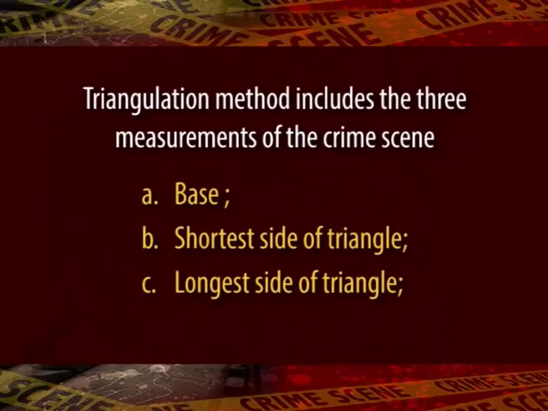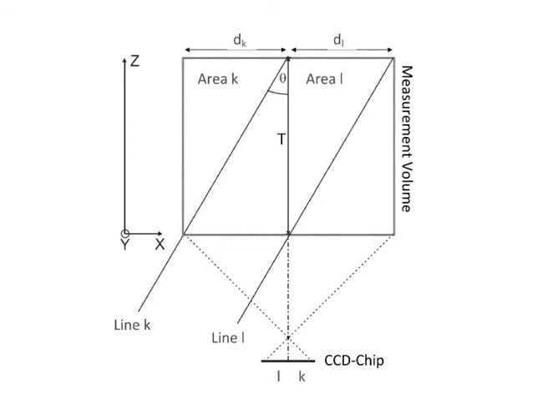Triangulation method. The triangulation method includes three measurements of the crime scene: A, the base; B, the shortest side of a triangle; C, the longest side of the triangle. In this method, first of all, the sketcher has to take a baseline, or an established base may be used, for example, the wall of the house. The next step is to take two fixed points for measurement from the corners of two opposite sides. Therefore, the distance of all the physical evidence can be measured from two fixed points of the room.